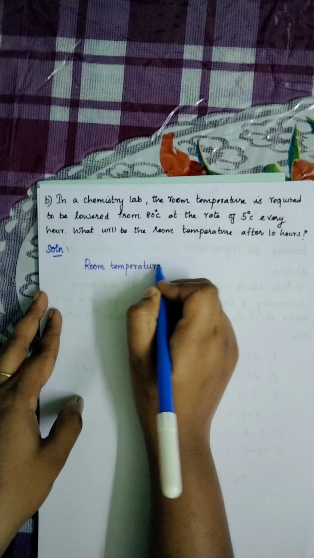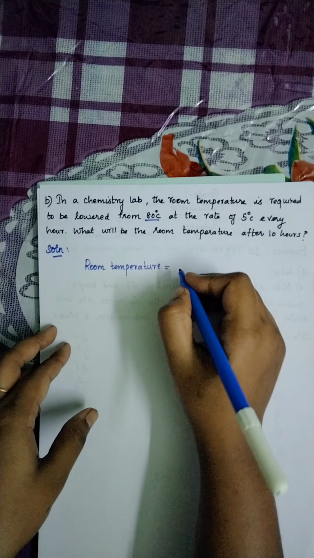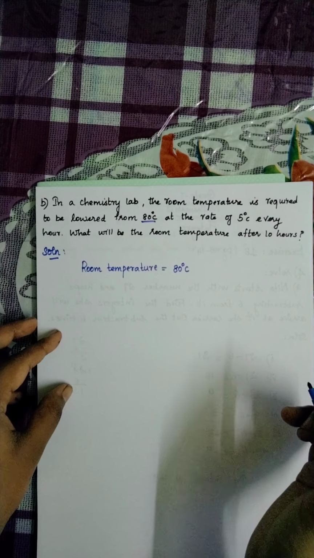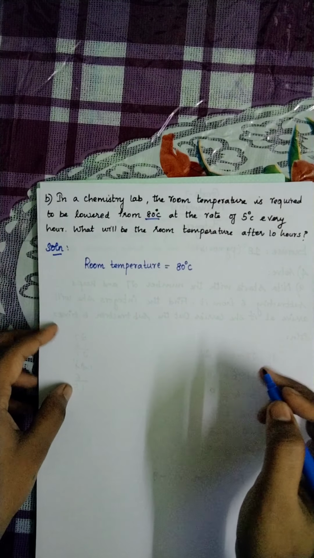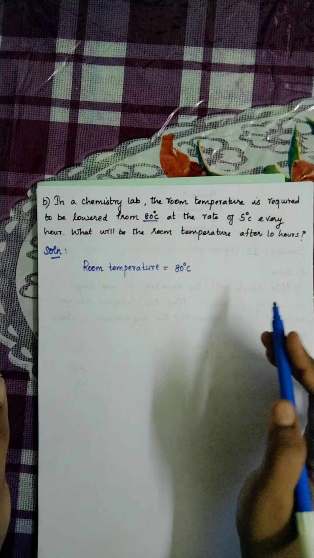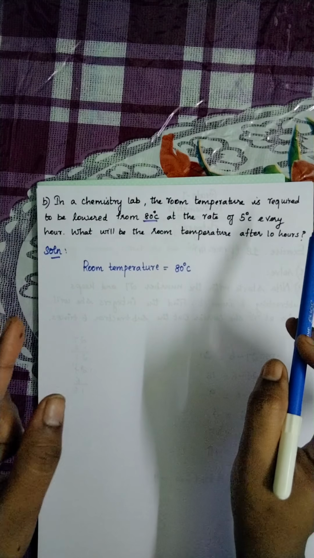Room temperature is equal to, what's the room temperature? It is 80 degrees Celsius, right? First our room temperature is 80 degrees Celsius. Then the rate of temperature decrease in an hour. Already I have told you the temperature is decreasing 5 degrees Celsius every hour, right?